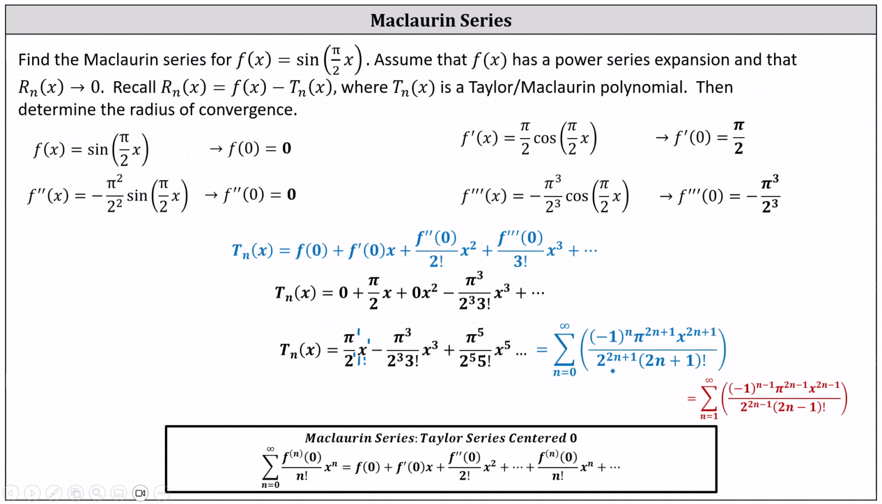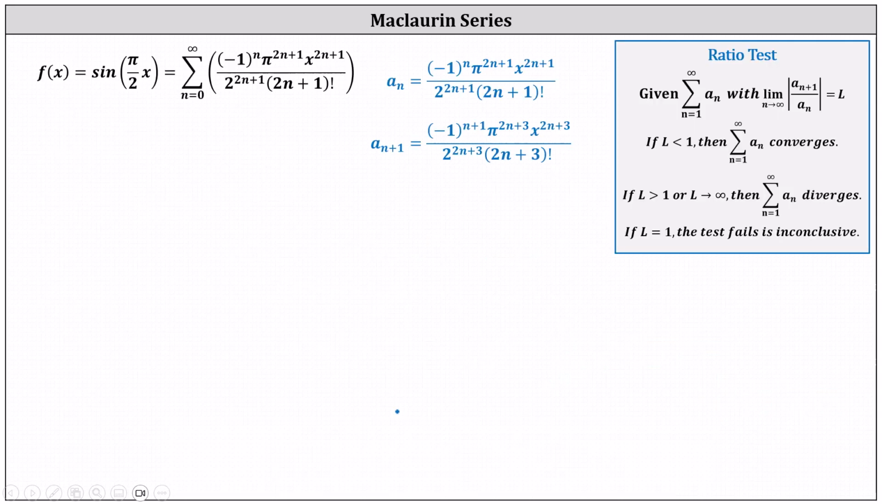But we'll go ahead and use the first formula for the Maclaurin series and now determine the radius of convergence. Let's do this on the next slide. To find the radius of convergence, we'll apply the ratio test, which means we'll determine the limit as n approaches infinity of the absolute value of the quotient of a sub n plus 1 and a sub n, which to converge must be less than 1.